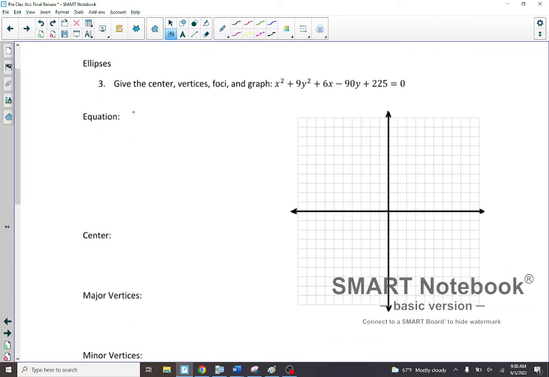Here, I'm going to rewrite this. x squared plus 6x plus 9y squared minus 90y equals negative 225.